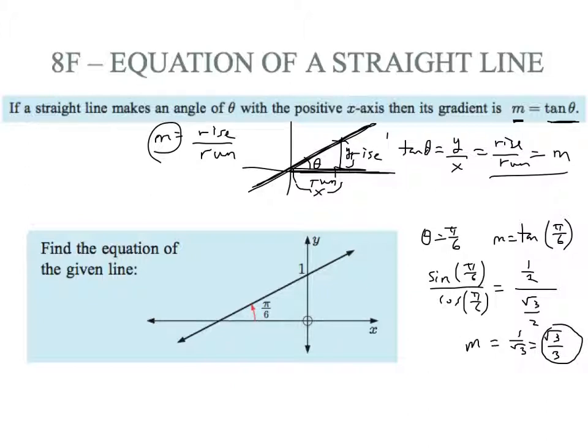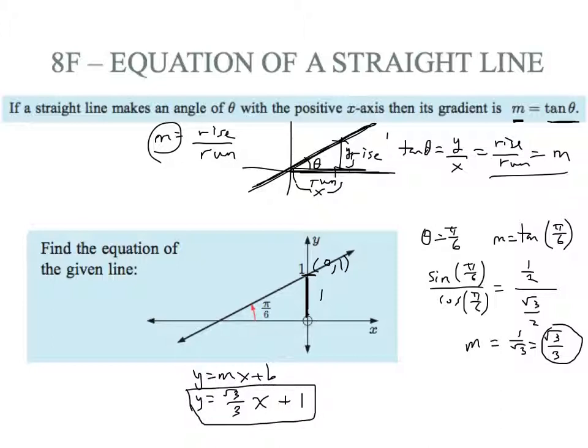And then the y-intercept, if you think about that, that's going to be 1. So that's all I need, right? y equals mx plus b. So y equals root 3 over 3 times x plus 1, because that's my y-intercept, (0, 1). And that would be my final answer.